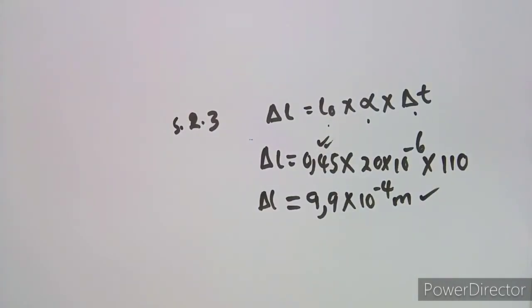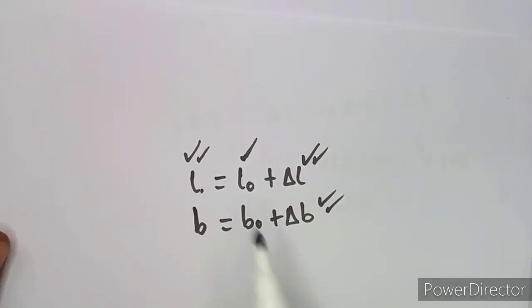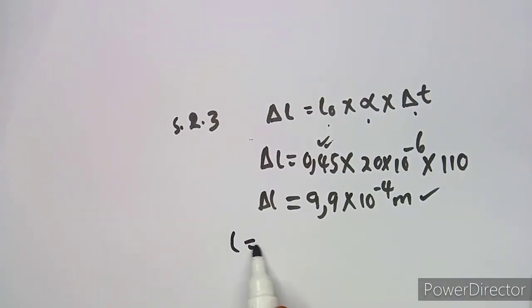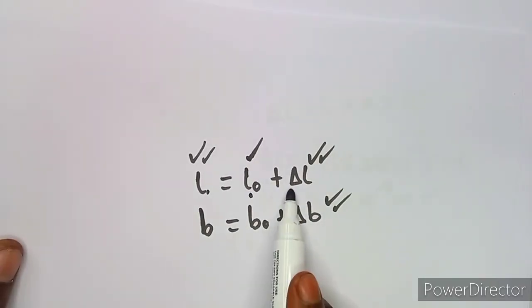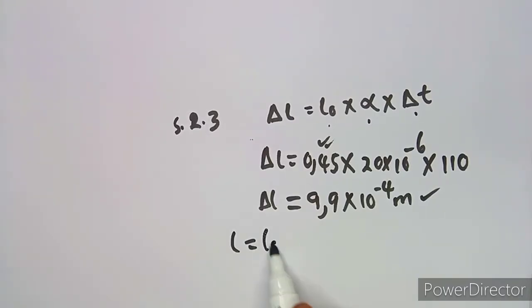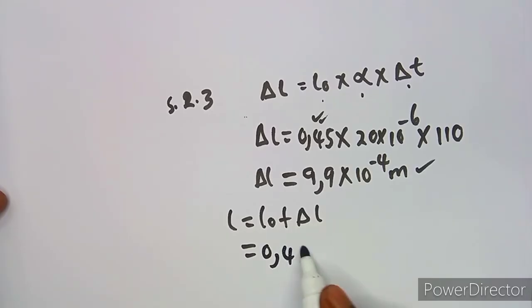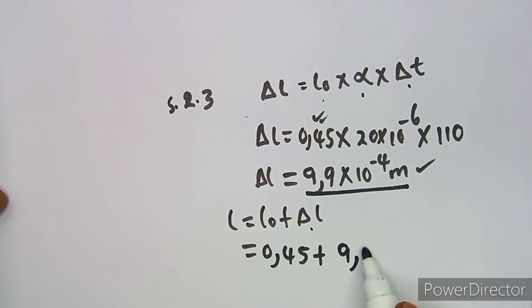Okay, so the new length, from what I said here, is going to be our final length, which we said is the original length plus the change in length. So our original length is the one that we had before. The original length was 0.45, so 0.45 plus the change in length, the one that we obtained here, 9.9 times 10 to the power minus 4. This is your change in length.